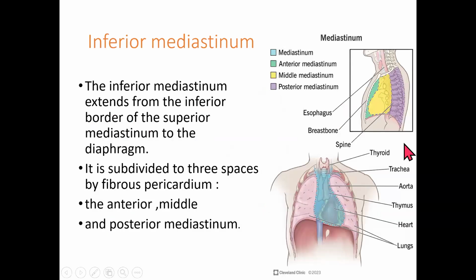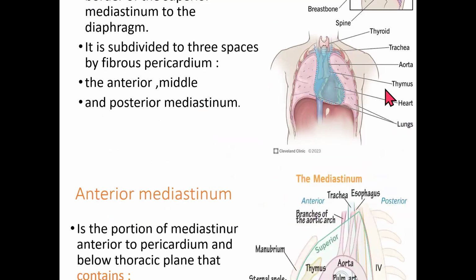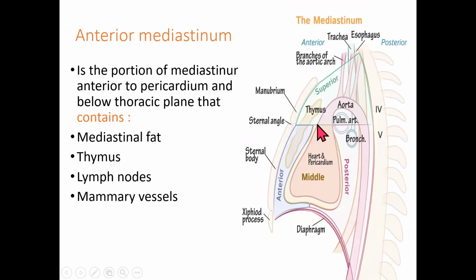The inferior mediastinum extends from the inferior border of the superior mediastinum to the diaphragm. It is divided into three spaces by the fibrous pericardium, and we divide it into anterior, middle, and posterior. The anterior mediastinum is the portion anterior to the pericardium below the thoracic plane that contains mainly mediastinal fat, remnants of the thymus gland, lymph nodes, and mammary vessels.